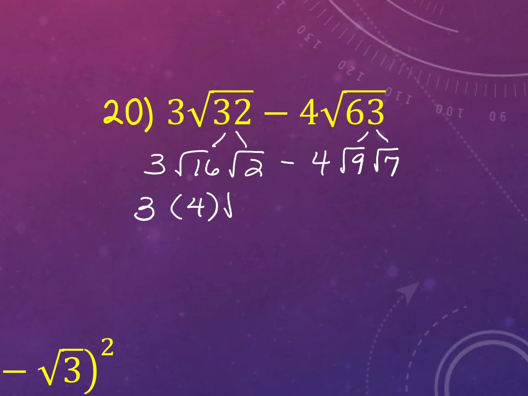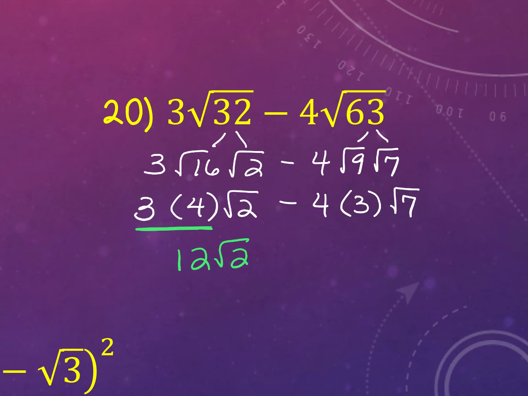The 2 is not perfect and nothing to pair with it, so I'm going to leave it under the radical. The 9's a perfect square, turn that into a 3. 7's prime, leave it underneath. So now I have to go back and multiply the numbers that came out. So this will become 12 square root 2. And then I'll multiply these right here. And this becomes 12 square root 7.